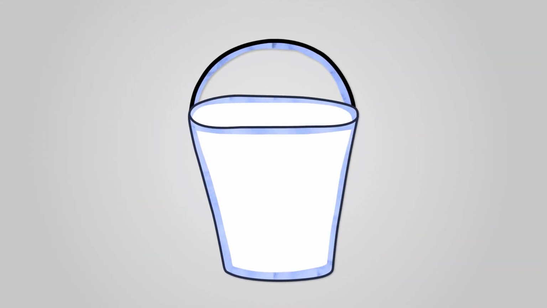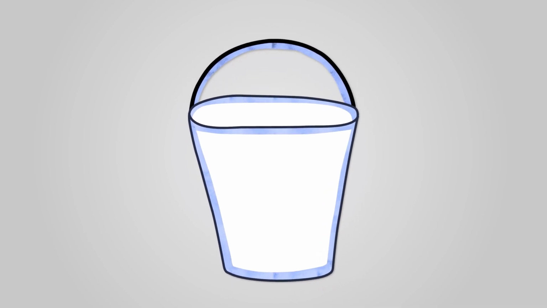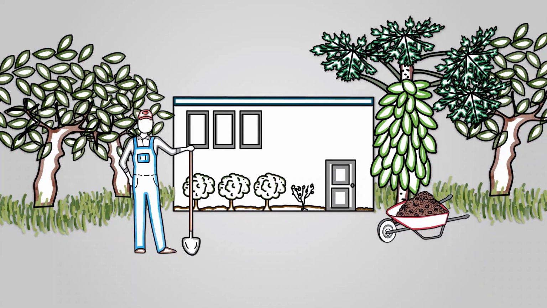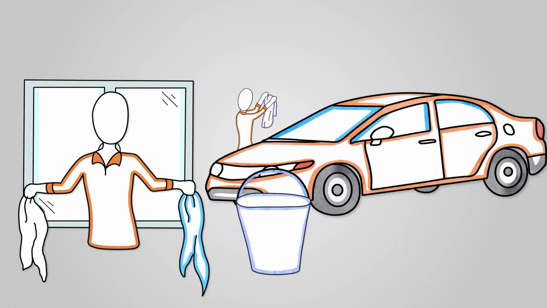Imagine you have a bucket. It has a size and a shape, and you can put stuff in it. Once you have this bucket, you can use it anywhere in your home. You can use it in the garden, or to help wash a car, or to wash some windows. As you use the bucket, the contents might change.